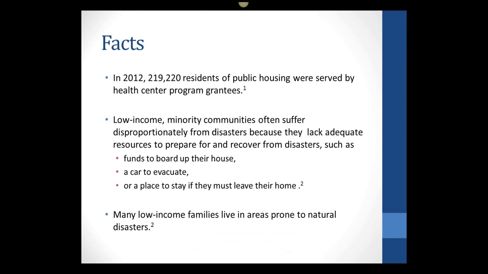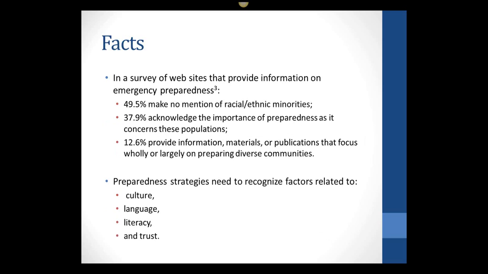Next, I just briefly wanted to provide a few facts for everyone, just to tie into the purpose of this webinar. Many low-income families live in areas that are prone to natural disasters. In a survey of websites that provide information on emergency preparedness, 49.5% make no mention of racial and ethnic minorities, 37.9% acknowledge the importance of preparedness as it concerns these populations, and 12.6% provide information, materials, or publications that focus wholly or largely on preparing diverse communities.